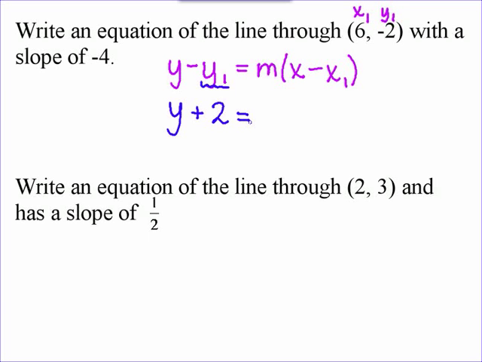My m is what? -4, the slope. And then now I see an x. I see this point here, so I'm going to take the opposite of the x-coordinate. And so it's going to be x what? Minus 6. And that is your answer.